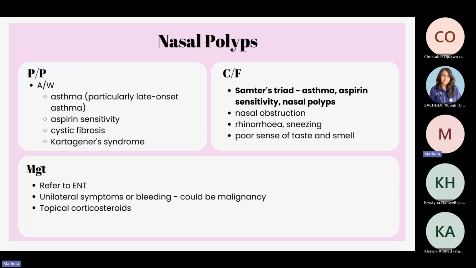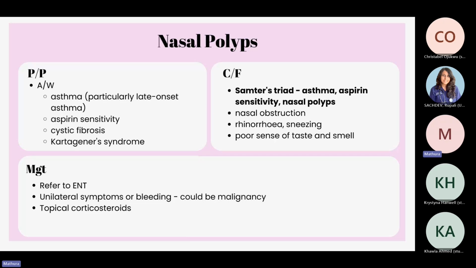We have nasal polyps. Polyps are essentially benign growths that can happen anywhere in the body, but obviously nasal polyps happen in the nose. They tend to be associated with asthma, aspirin sensitivity, cystic fibrosis. Just as you have different triads in a lot of areas of medicine, you also have a triad here. So we have Samter's triad, where if someone has asthma, they also might have aspirin sensitivity, and they also might have nasal polyps. It's not necessarily that each one is causing the other, but if someone has one, they have a high likelihood of having the other stuff.